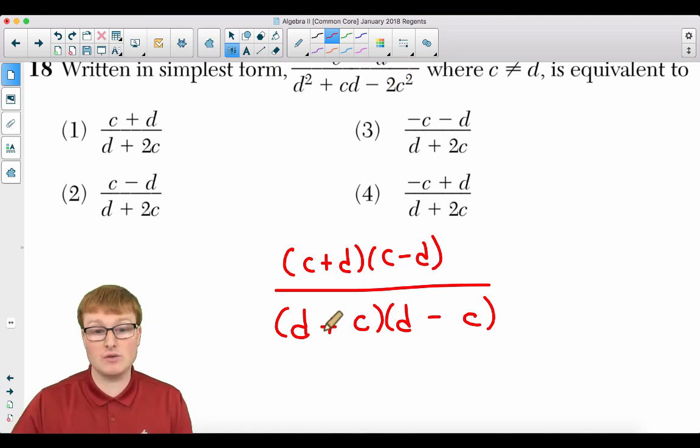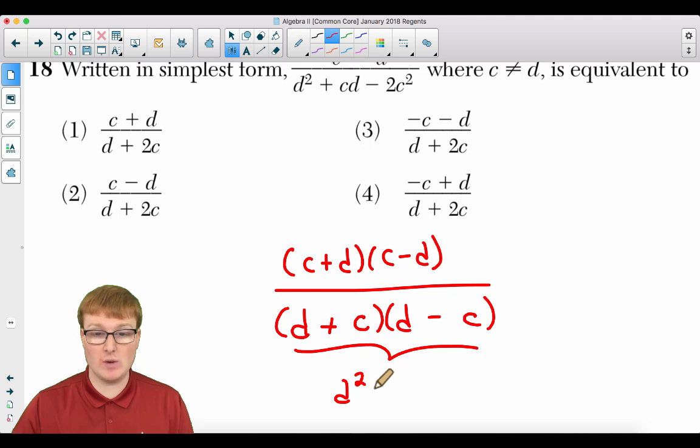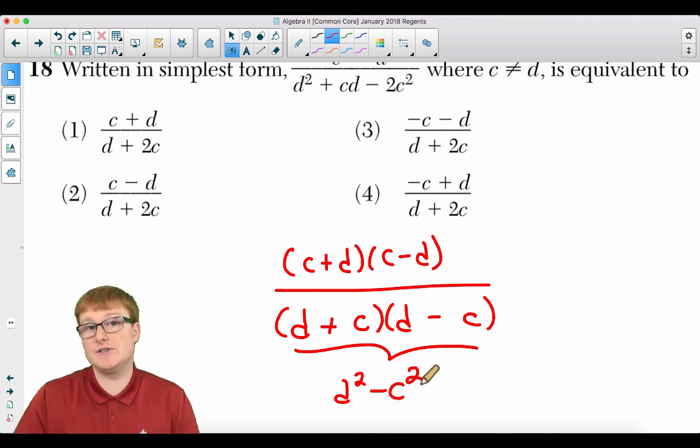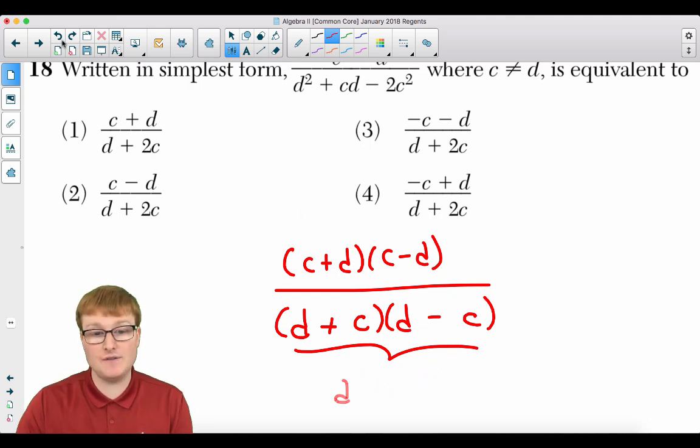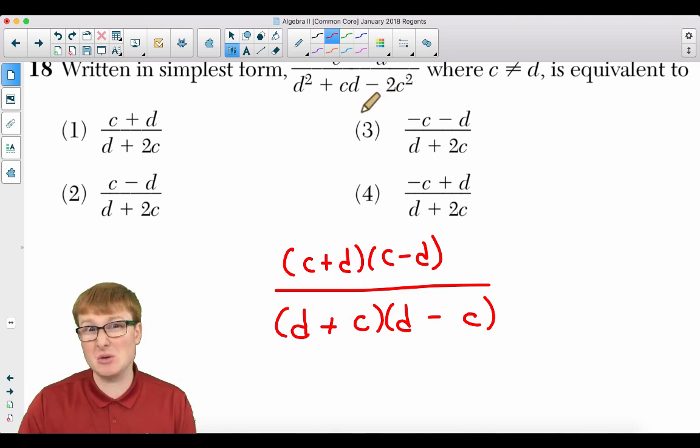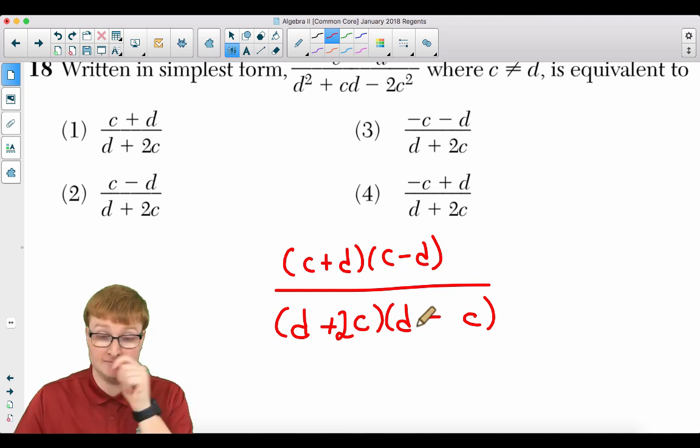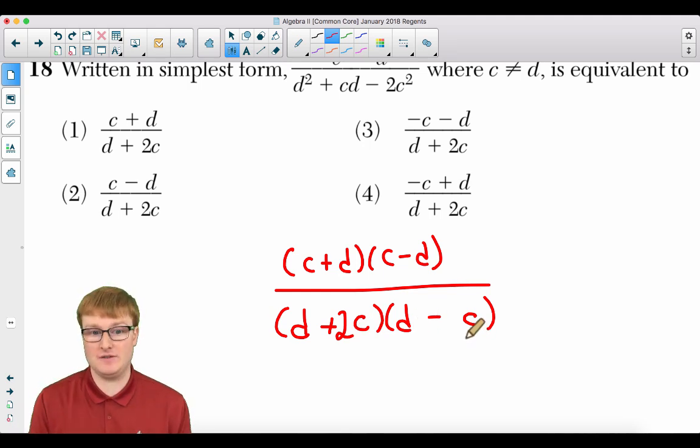But there's a 2 here, okay? This over here, this is just d squared minus c squared. That's the difference of two perfect squares. We need to figure out something else that goes here. Well, there's a 2. Put in a 2 here. Now, you need to verify the information. Does a 2 go in that binomial, or does the 2 go in the other binomial? Well, let's go ahead and verify this information.